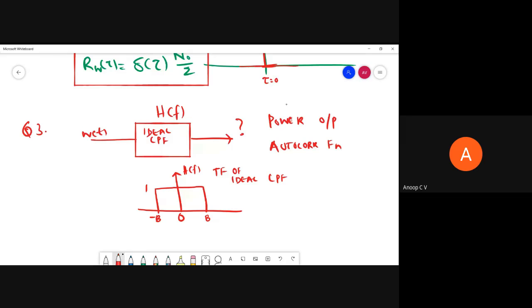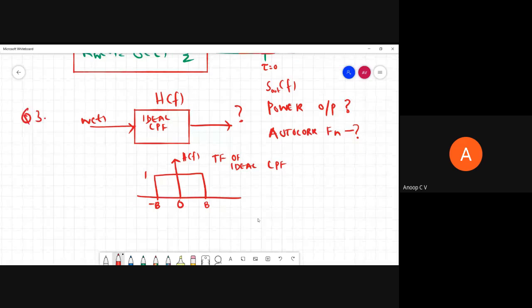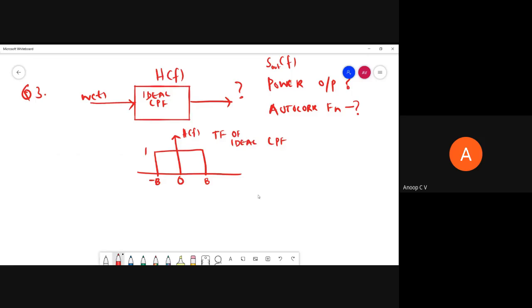Now, when you are passing white noise through an ideal low pass filter, we have to find out the power output. Also, we need to find out the autocorrelation function. And maybe before that, we can find the output power spectral density. So how do we find this? The only thing we know about white noise is limited. So the question is, if you give white noise as input to an ideal low pass filter, what is the output power spectral density? What is the total power output? What is the autocorrelation function? These are the questions for which we have to find answers.